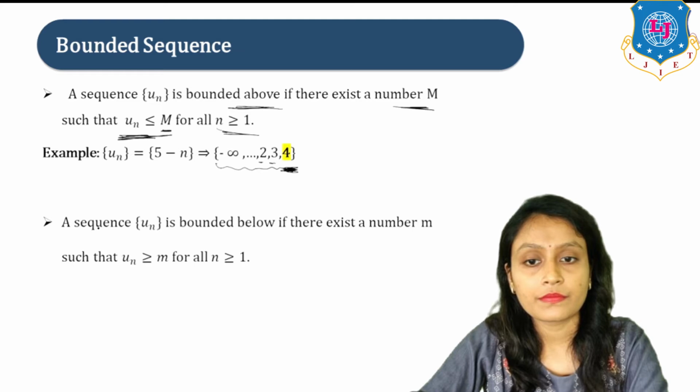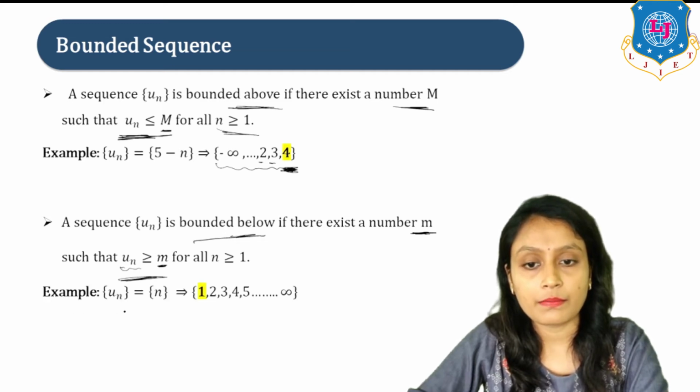Okay, next. A sequence u_n is bounded below if there exists a number m such that u_n is greater than or equal to m for all n greater than or equal to 1. Okay, so all the terms of u_n are greater than or equal to this m. Then we can say that the sequence is bounded below. Let's see one example. Here u_n is given, the sequence n. Okay, so now substitute n is equal to 1. So you will get 1, 2, 3, 4, 5 and up to infinity. Now all the terms of the sequence are greater than or equal to this 1, right? So we can say that the sequence is bounded below.